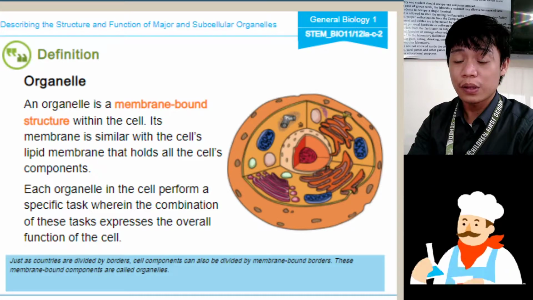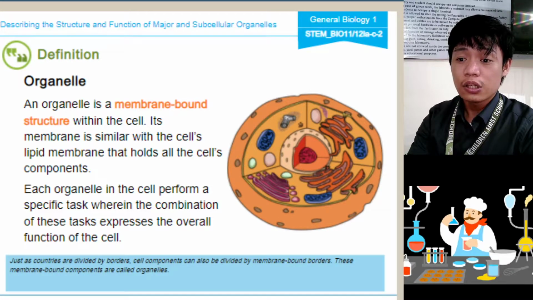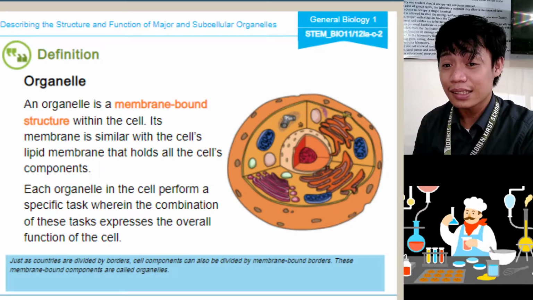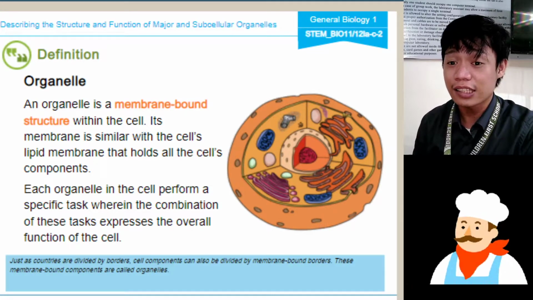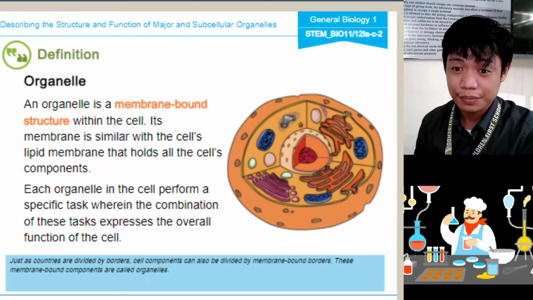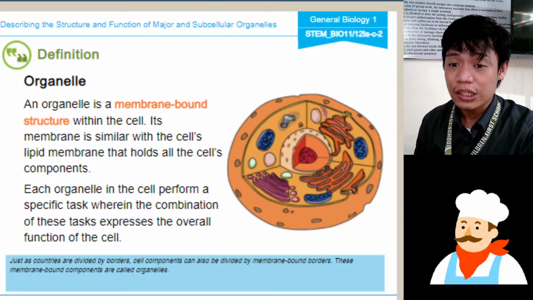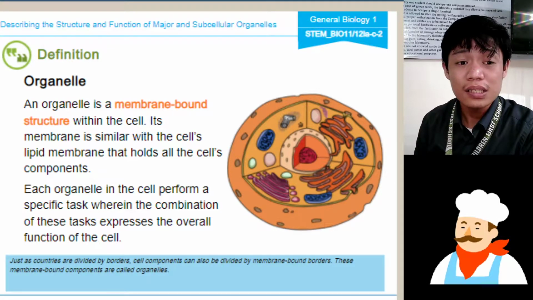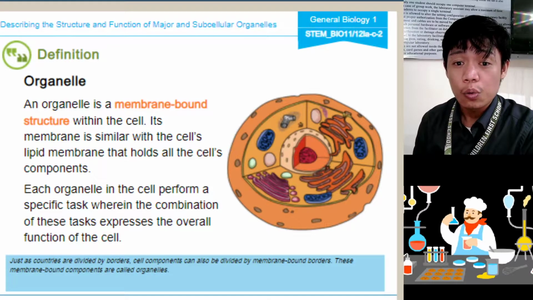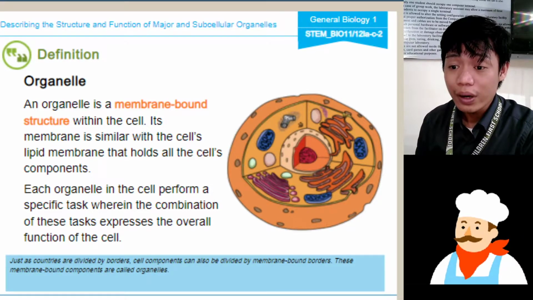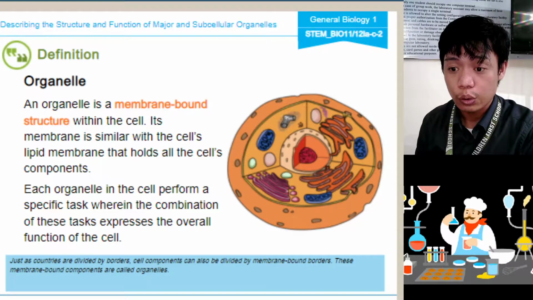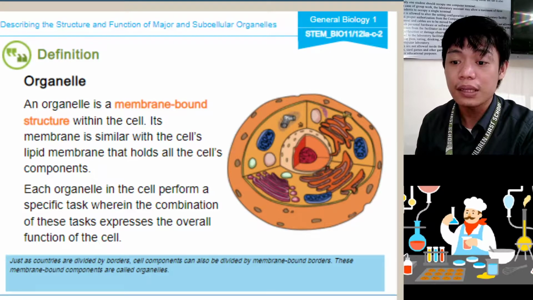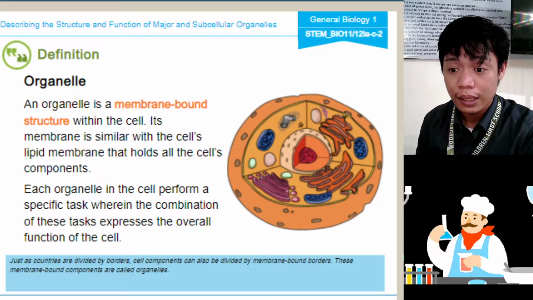Now, let's begin describing what is an organelle. Before that, you can see an illustration of a cell, right? So take note, class, that a cell is the basic unit of life. All living things are composed of cells. And the cells are composed of these so-called organelles. An organelle is a membrane-bound structure within the cell. Its membrane is similar to the cell's lipid membrane that holds all the cell's components.